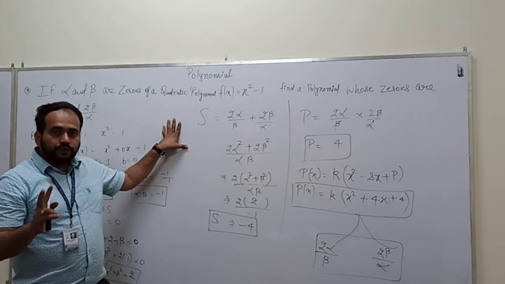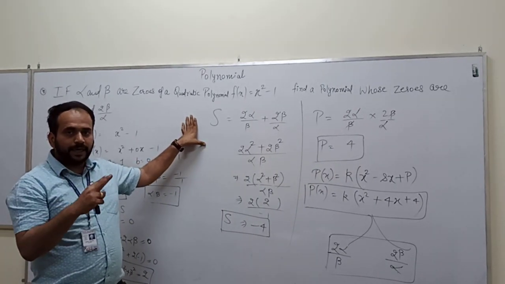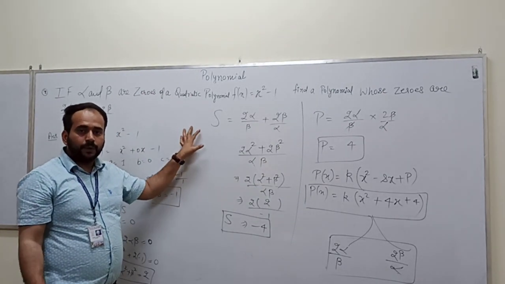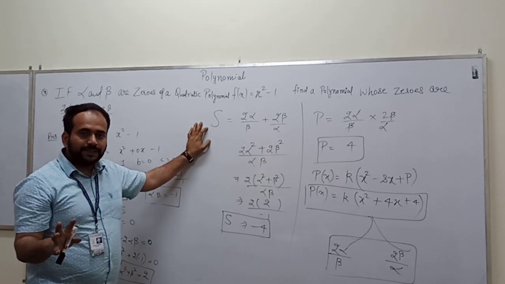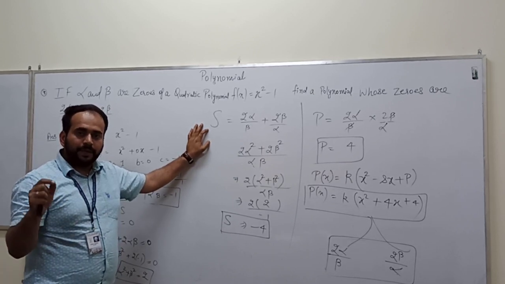We have done two things. First was finding the values of some given term, and second is finding a new quadratic polynomial whose zeros are given to you. I am going to give you few questions just as an assignment. Please note down these questions and you will do them in your homework.